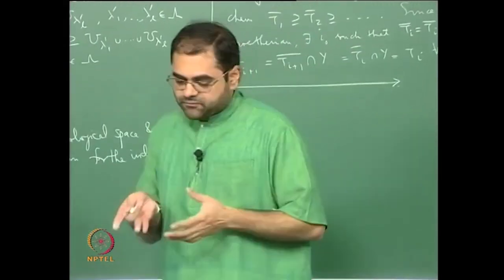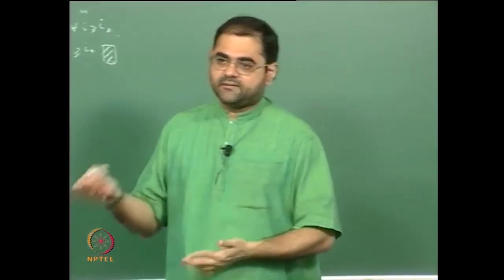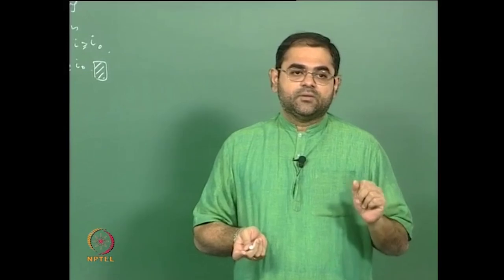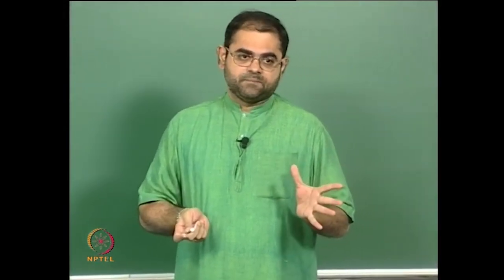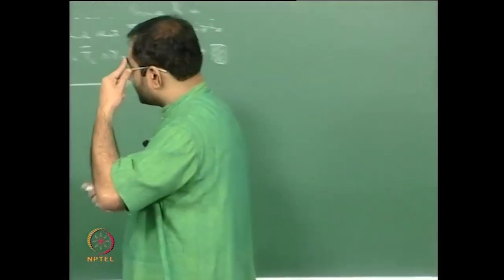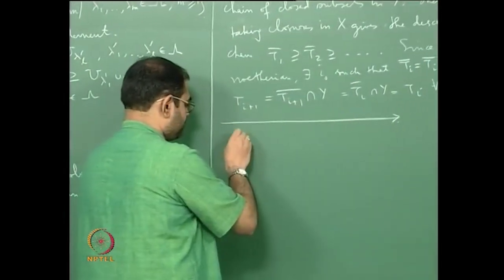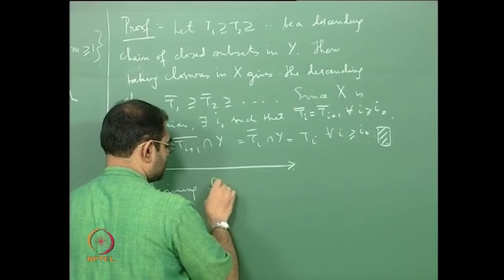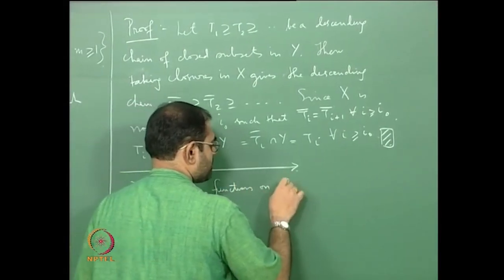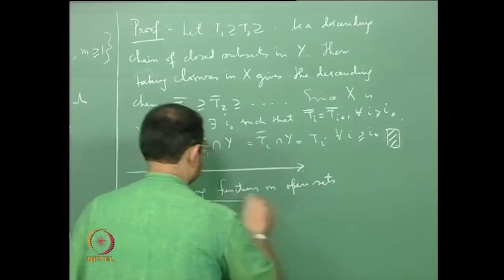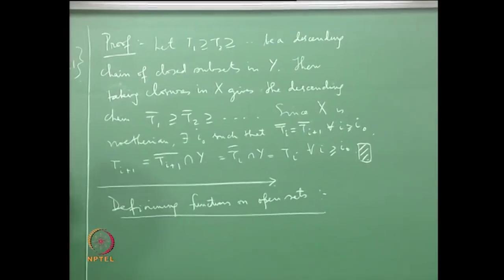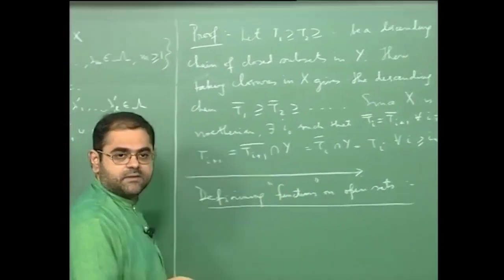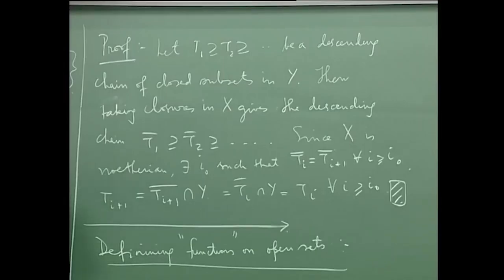Now what I'm going to do is shift focus to something else, which also was there in this discussion, and that is trying to define the so-called functions on an open set of an affine variety. So the next part is defining functions on open sets. Of course, when I say functions, I'll put it in quotes because what kind of functions we want is something that we have to decide upon.